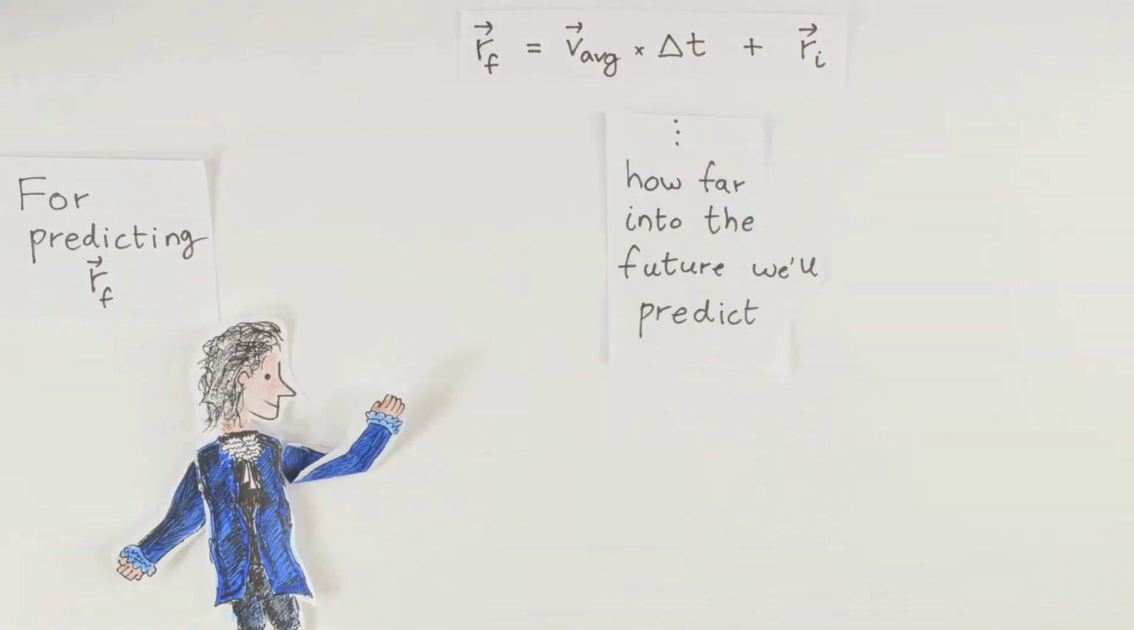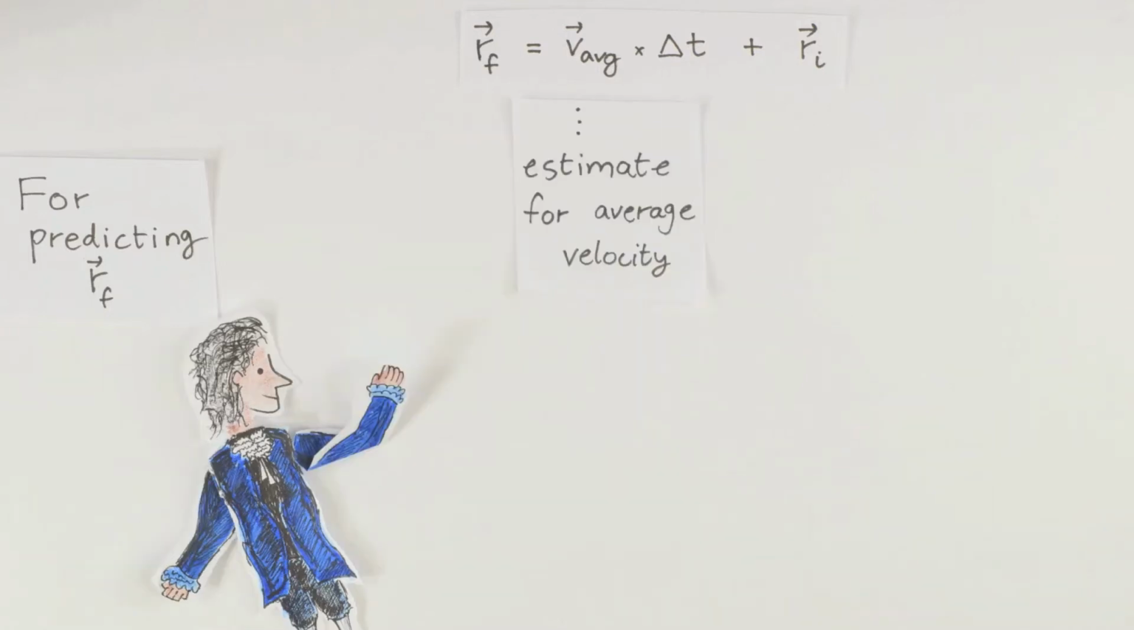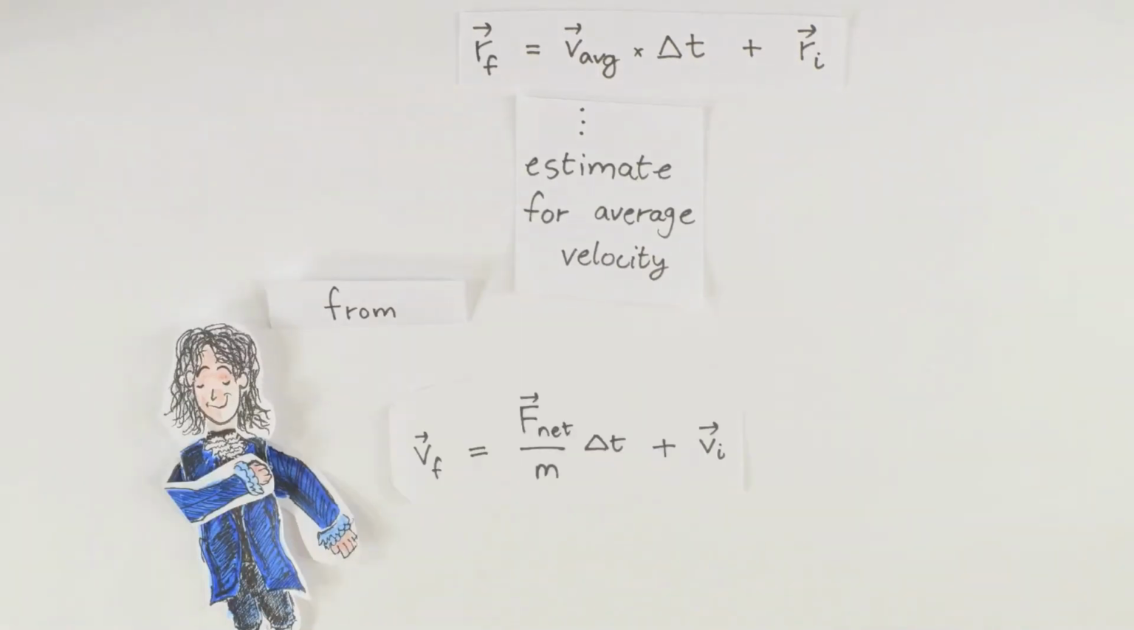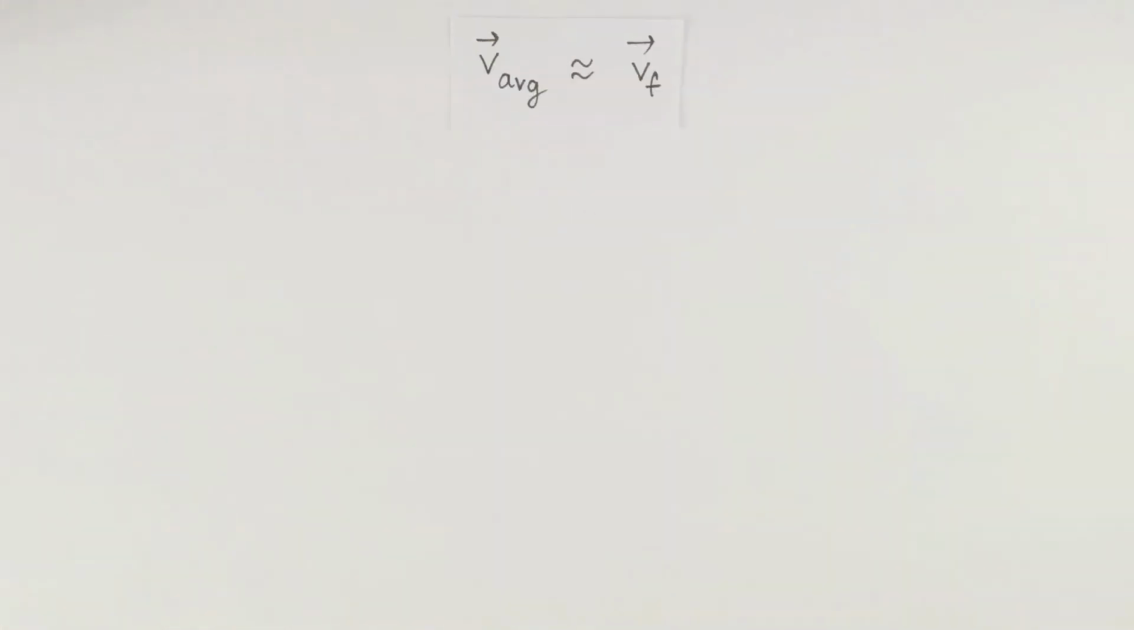Moreover, we also need to specify how far into the future we're going to predict. We need to make the same choice of a time interval delta t that we made for predicting a new velocity. Again, to make good predictions, we will typically need to choose delta t small. Speaking of the velocity, that's the last thing we need to predict the new position, an estimate for the average velocity. We can estimate that from the velocities in Newton's second law. One possible choice is to make an approximation that v average is equal to v sub f. Other choices are possible, and we'll discuss these in context later.